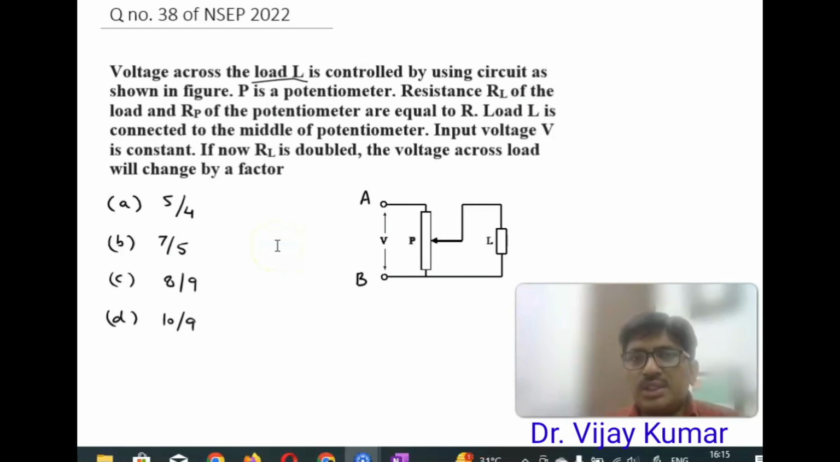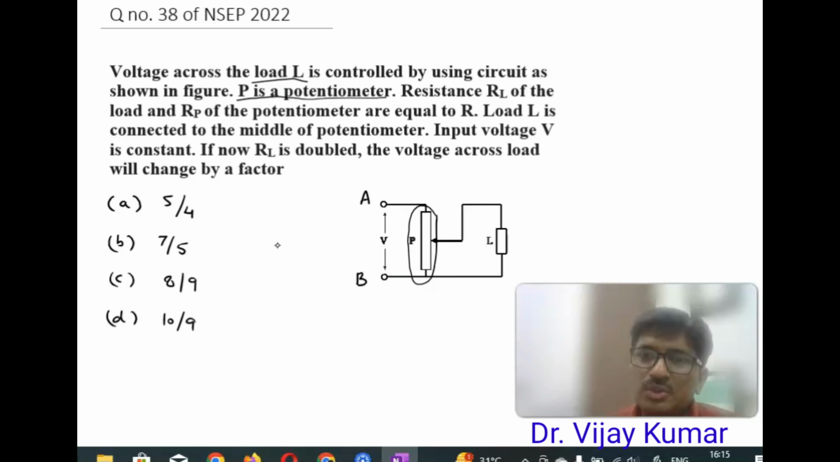Welcome, question number 38 of NSEP-2022, and the question is: voltage across the load L is controlled by using the circuit as shown. P is a potentiometer. Resistance RL of the load and RP of potentiometer are equal to R.